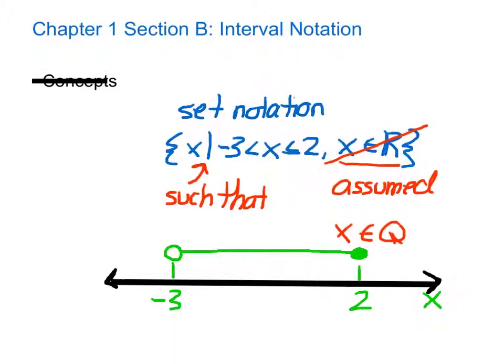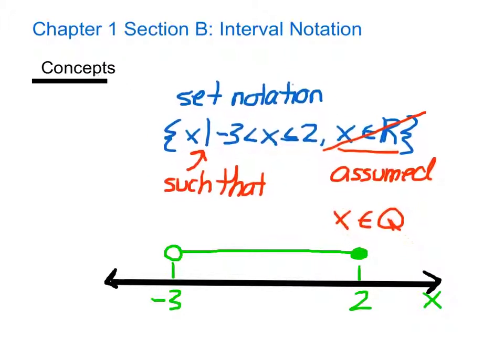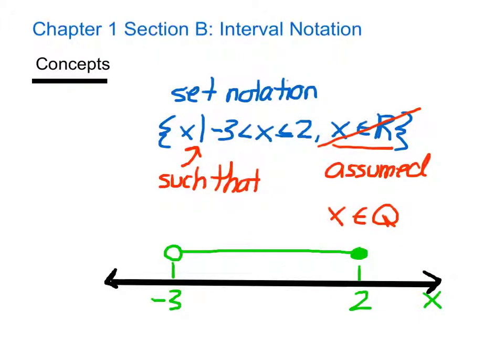Now, if we had written x is a member of the integers instead of the real numbers, instead of using a line down at the bottom, we would use dots to represent the integers. So this would be -2, -1, 0, and 1.